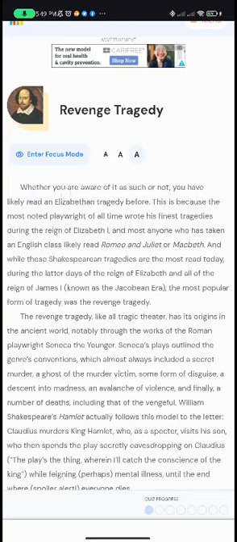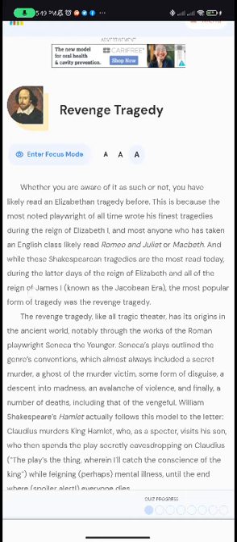Whether you are aware of it as such or not, you have likely read an Elizabethan tragedy before. This is because the most noted playwright of all time wrote his finished tragedies during the reign of Elizabeth I, and most anyone who has taken an English class likely read Romeo and Juliet or Macbeth.